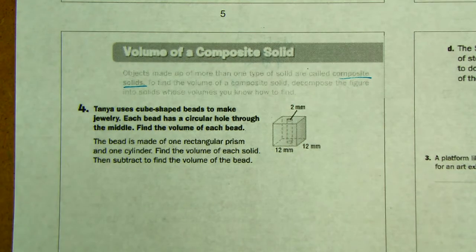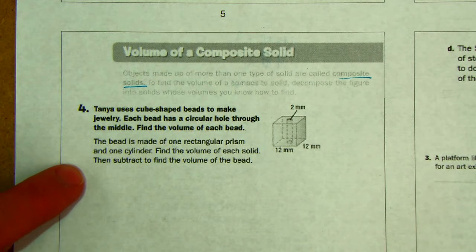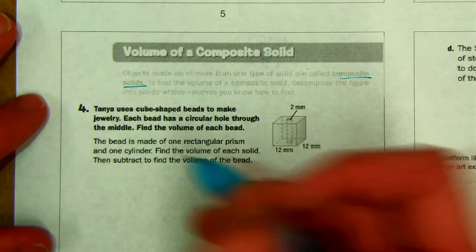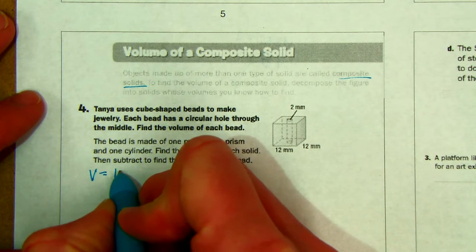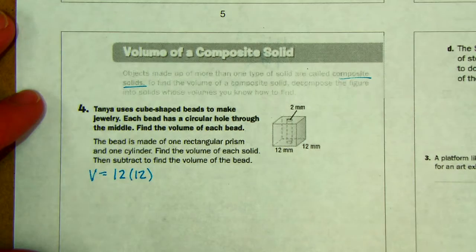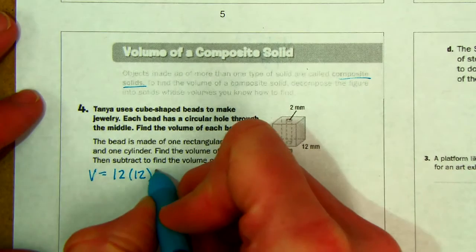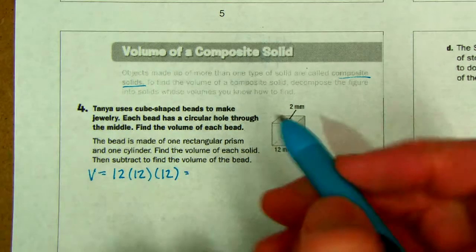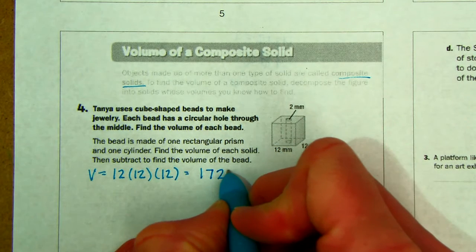So find the volume of each solid, then subtract the volume of the hole from the bead. The bead is made of a rectangular prism and one cylinder. So we're going to find the volume of the rectangular prism. It's actually a cube. The volume of the cube is going to be the area of the base, so 12 times 12, times the height, which is incidentally also 12. So that is going to give me 1,728 cubic millimeters.